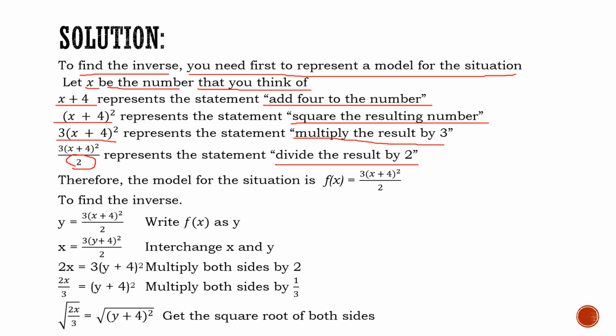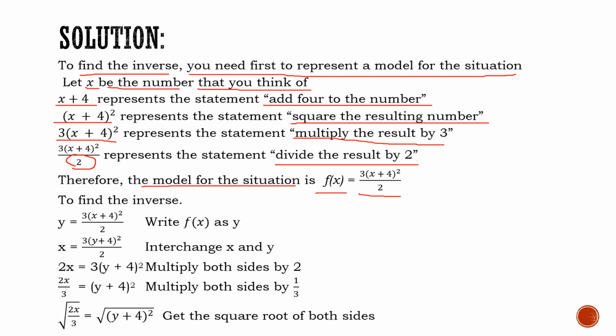So therefore, the model for the situation is f of x. We are simply assigning a function to represent and model the situation, which is your f of x now equal to 3 times x plus 4 squared over 2.